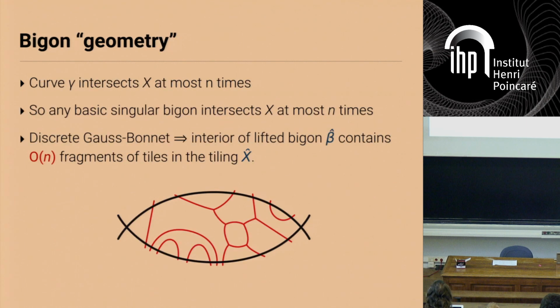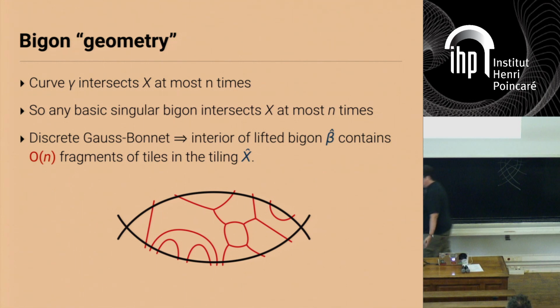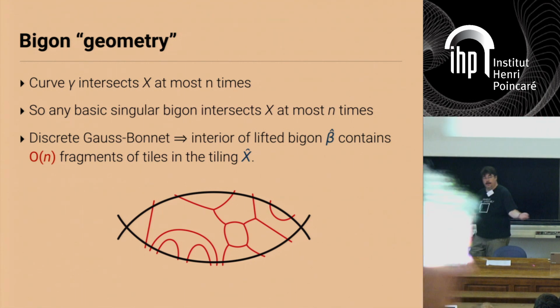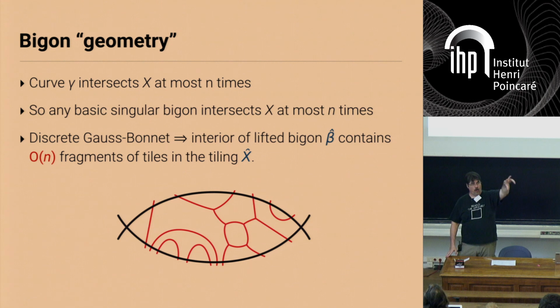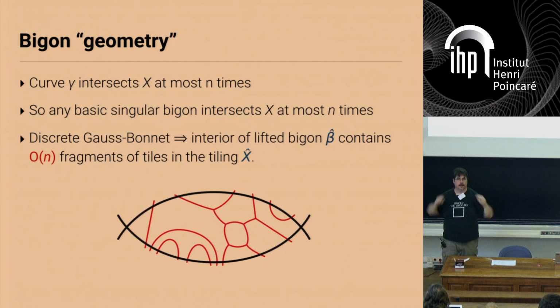Now, this tiling inside the bigon isn't that complicated. The way we construct the dual reduced cut graph, we know that the curve intersects each arc of the tiling at most once, and so the total perimeter of this bigon is only linear. The discrete Gauss-Bonnet theorem implies that the area of this bigon is only linear. And so in some sense, we can bound the amount of stuff that's going on inside this bigon.